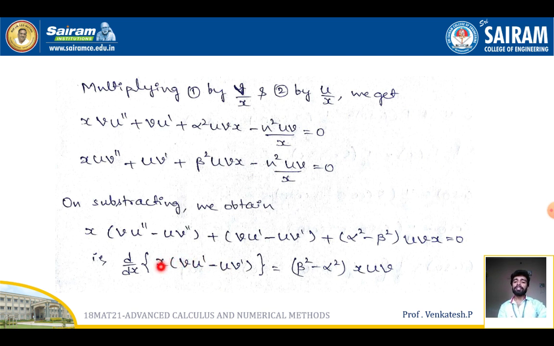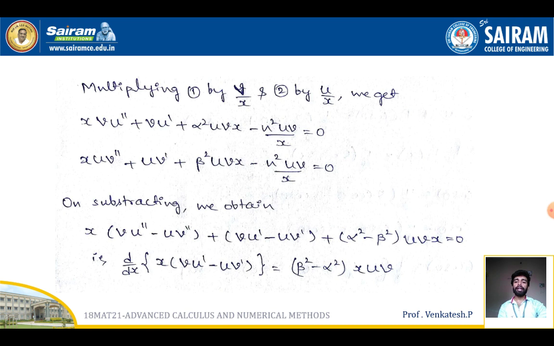I can keep this x as it is. Differentiating the bracket, I will get v into u double dash minus u into v double dash. Plus again, if I keep this term as it is and differentiate the x function, I will get 1 here. Taking the negative common factor and shifting this term to the RHS, I got the equation d by dx of x into (v u dash minus u v dash) is equal to (beta square minus alpha square) into x uv.